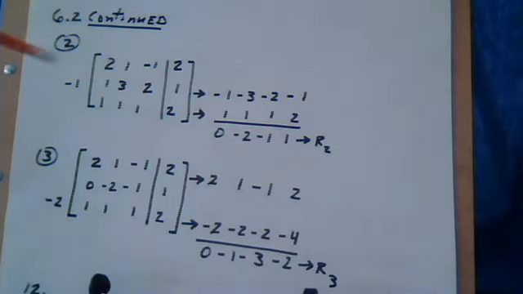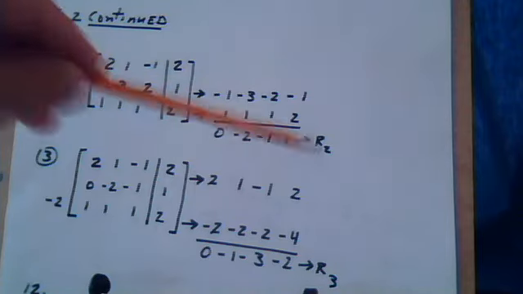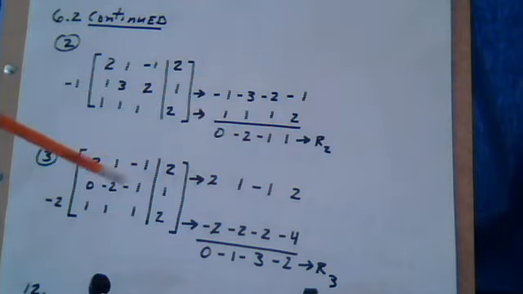So we multiply row 2 by a -1. Slide row 3 underneath it. Combine like terms. And then this is going to replace row 2. This is the new row 2. So it goes here. Now we need a 0 here.